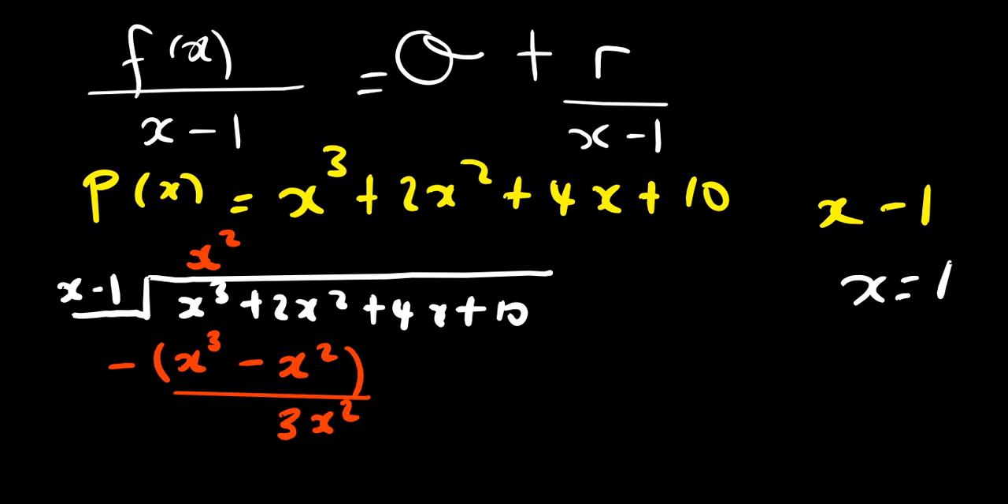Then again you're going to divide this into that. So when you divide that, what are you going to have? You just have plus 3x. Then again you're going to multiply this by those. So what are you going to have? You have 3x squared minus 3x. Then you drop the 4, so plus 4.